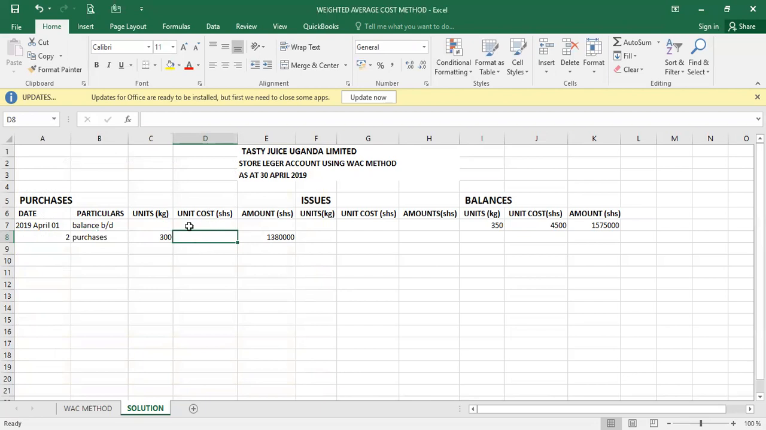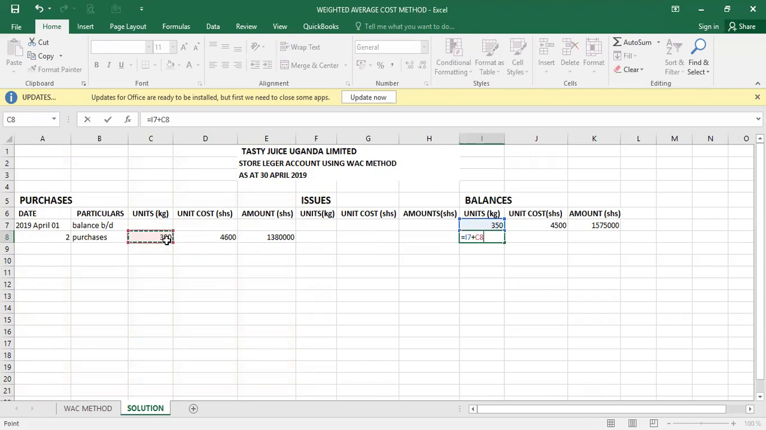So we need to know the average or the unit cost. The way we are getting this is by dividing the total amount by the number of units, the same way we look for the average cost per unit. It will be the total cost divided by the total units. And then our stock will increase by this plus this.